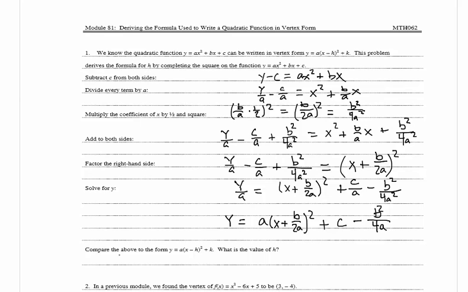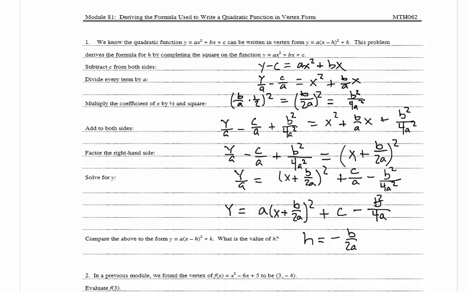And now it says, compare the above to the form y is equal to a times (x minus h) squared plus k, and it asks, what is the value of h? And h is equal to negative b over 2a. If you look where h is located inside the parentheses, we have positive b over 2a. If we wanted to write that with a negative inside the parentheses, we could say x minus a negative b over 2a. So h is equal to negative b over 2a.